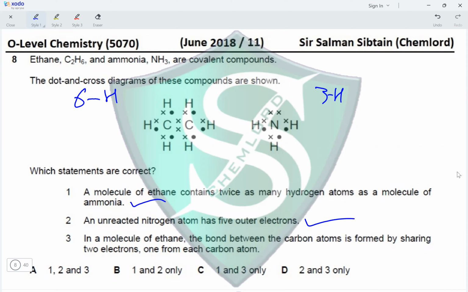In a molecule of ethane, the bond between the carbon atoms is formed by sharing 2 electrons, one from each carbon atom. Yes, the carbon-carbon single bond is a covalent bond. Therefore, each carbon atom is sharing one of its electrons in the common bond. So statement 3 is also correct. If all three statements are correct, option A is the correct option for this question.